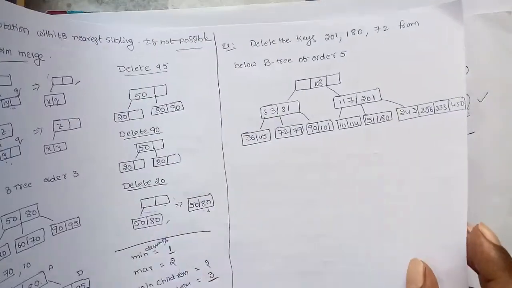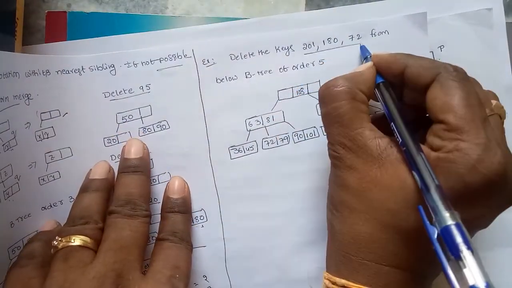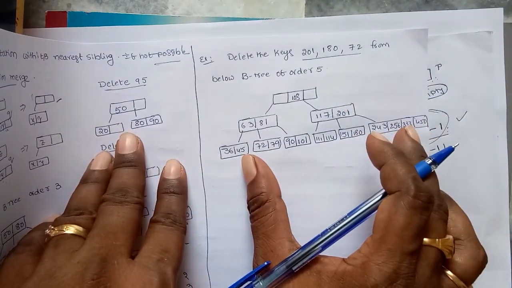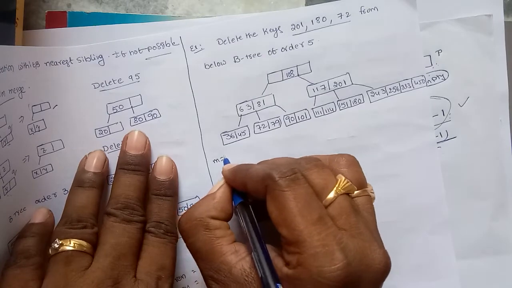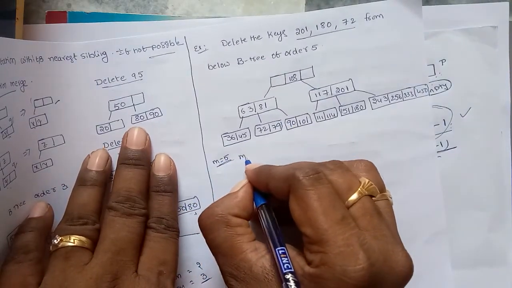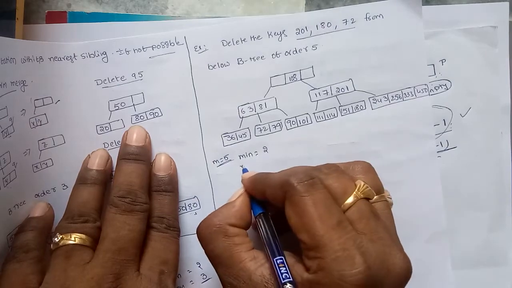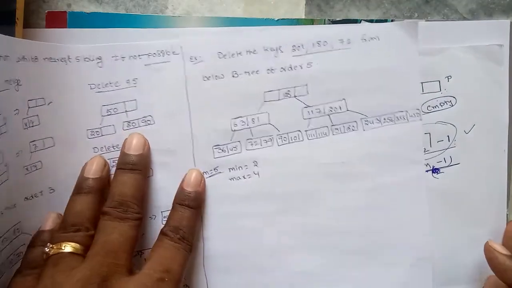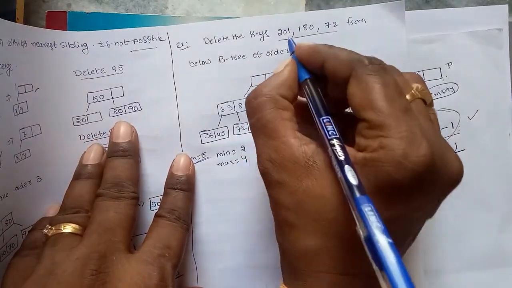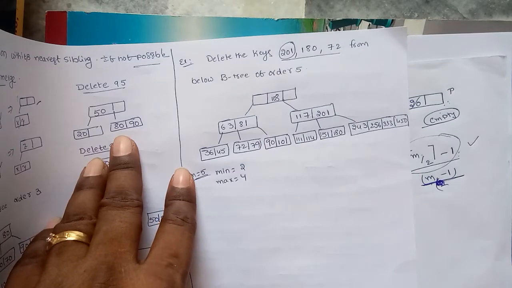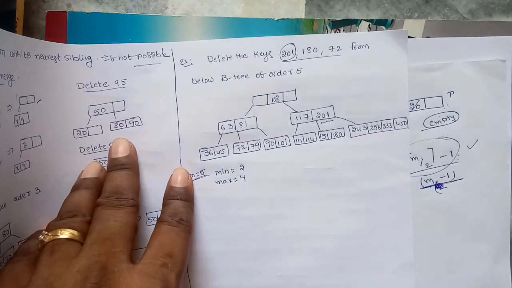Now consider one more example. Delete these keys from the below B tree of order 5. Order 5 means m is equal to 5. So the minimum number is 2, the maximum number is 4. Minimum 2 keys, a maximum 4. Now first delete 201. 201 is in this position.